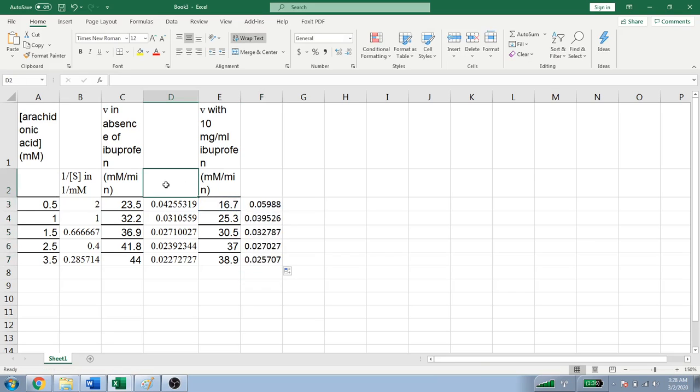This data here is with no inhibitor. This data here is with inhibitor. Now I'm going to graph this.